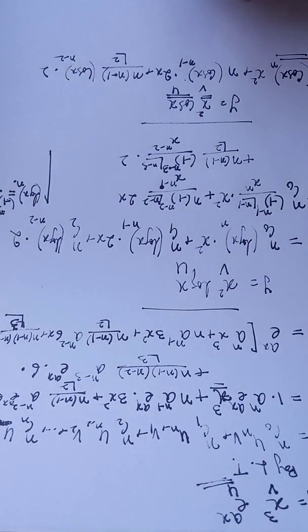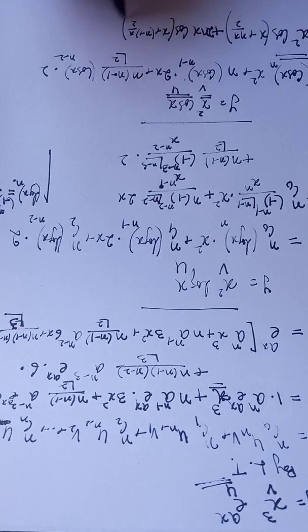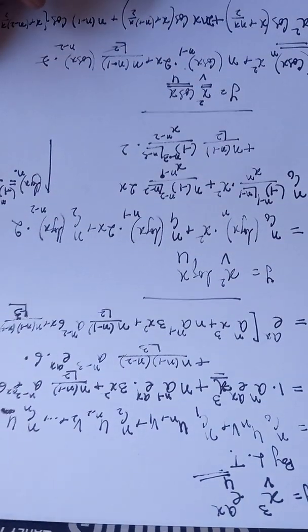So write down x squared cos of (x plus n pi by 2), then n times 2x, we can write 2x n cos (x plus (n minus 1) pi by 2), then 2 and 2 cancel out, n into (n minus 1) cos (x plus (n minus 2) pi by 2). This is it. So this way you can use binomial expansion to find the nth derivative of the product of two functions.